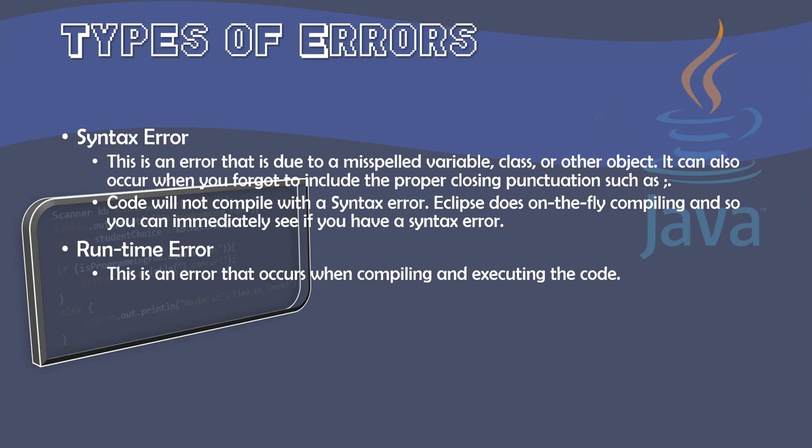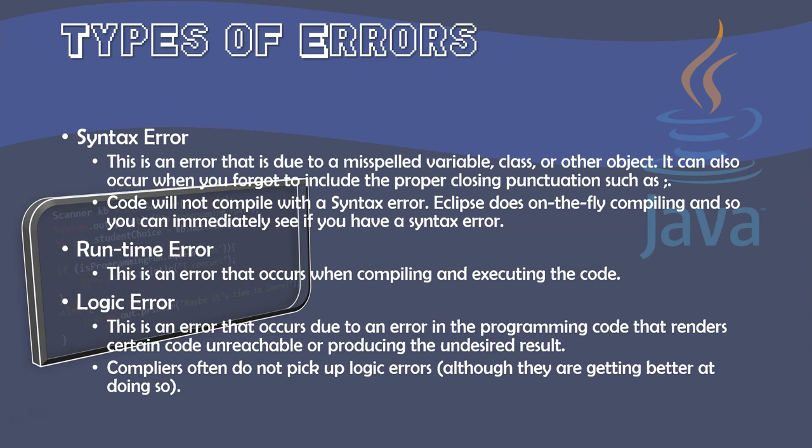The next type of error is what's known as a runtime error. This is an error that occurs when you're compiling and executing the code. So in other words, it looks great, looks fine, but then you go to run it and it has an issue there. And the last one is probably the hardest one to find.